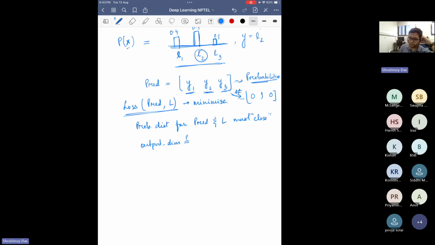What will be the number of output neurons? So 3, since there are 3 classes. Yeah, right.